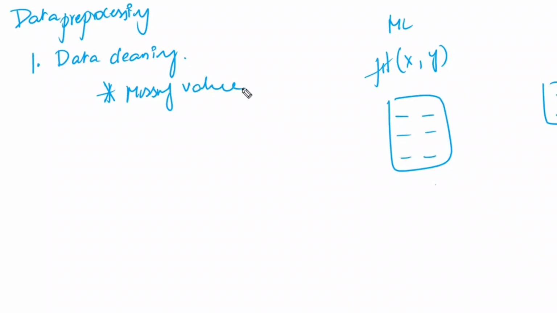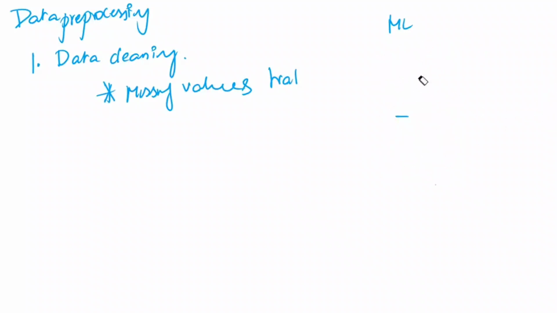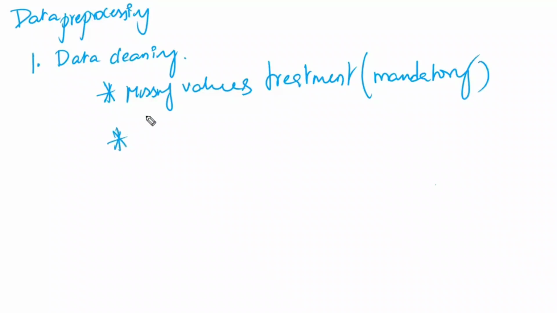So that is the reason 100% we have to do the missing values treatment. Treatment of missing values is mandatory. How we are going to treat is, options are yours, but treatment is mandatory. Whereas, drop duplicates. You have to drop the duplicate values. Whatever the duplicates are there, you have to drop all the duplicate values. This is also mandatory.